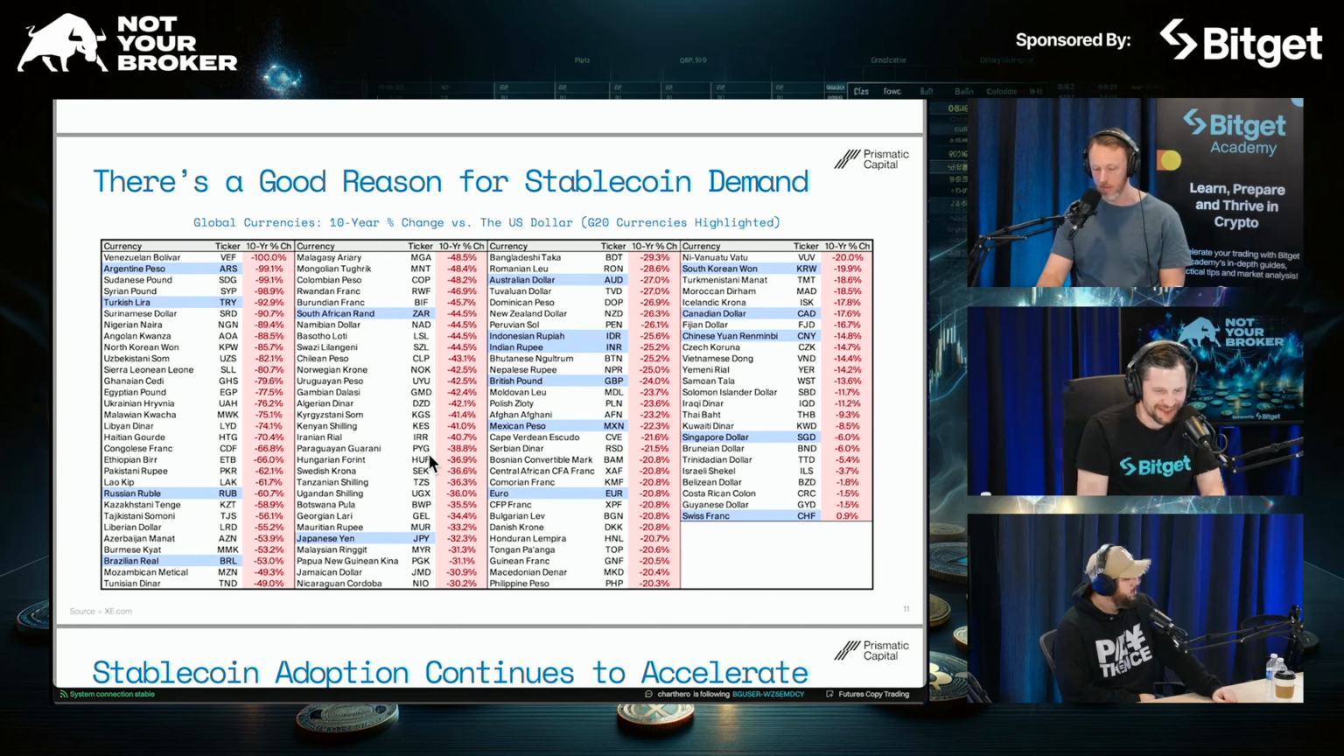So the Yemeni rial, the Vietnamese dong, the Iraqi dinar. Wow, it surprises me, the currencies that have outperformed here. And this is current, right? Yeah, I updated this a few days ago.